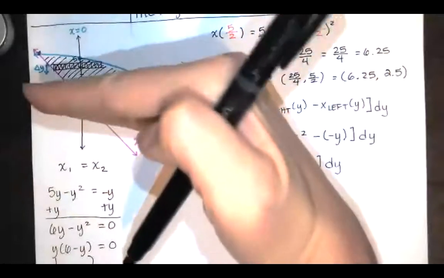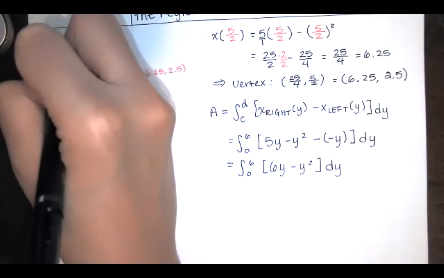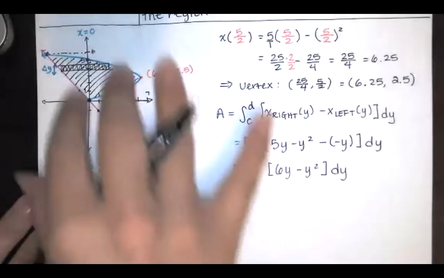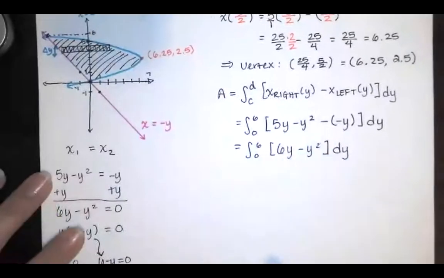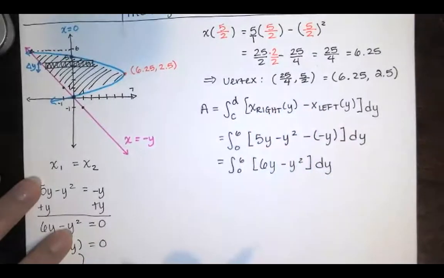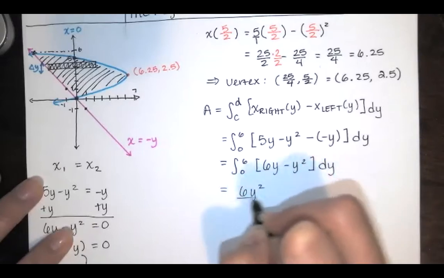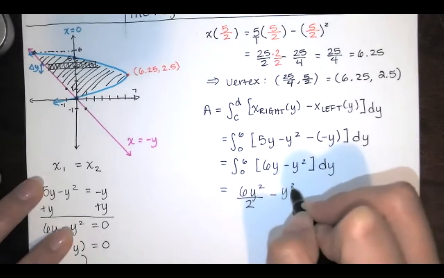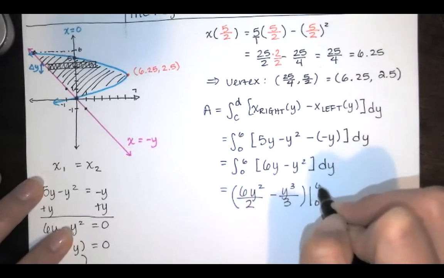So the graph starts at y equals 0 and it stops at y equals 6, which is exactly what we saw when we graphed the curve on WebAssign and then just looked at the picture. Okay, so we've got these bounds and we want the area. So you take x on the right minus x on the left and you integrate from 0 to 6. Bring the 6 down, add 1 to the exponent, divide by the new exponent. Bring the -1 down, add 1 to the exponent, and divide by the new exponent. Evaluate from 0 to 6.